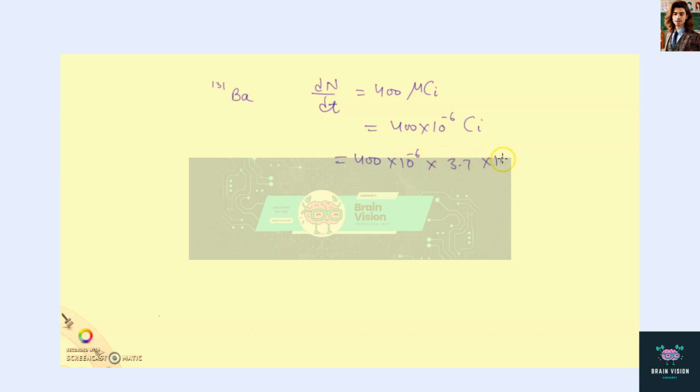Now, in order to convert this curie into decays per second, we multiply it by 3.7 × 10^10. Now it becomes decays per second because we know that 1 curie is equal to 3.7 × 10^10 decays taking place per second. So this is the rate of disintegration of the beryllium. Now, the half-life of this beryllium is given as 12 days.